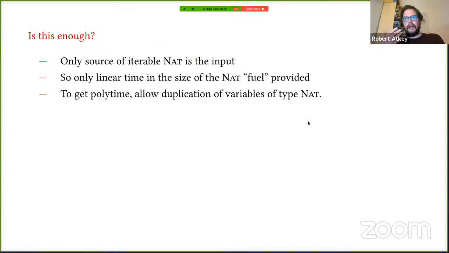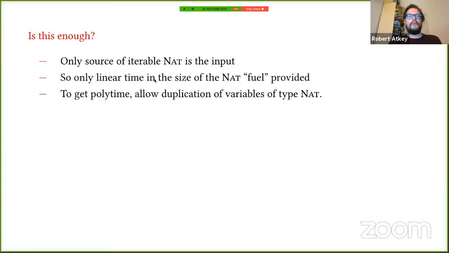I'll sketch the core of the proof later on that this is actually sound. But to get an idea of why it's sound, the only source of iterable natural numbers is the input. So we can't construct them internally in the program. So if we only allowed this, we would only get linear time in the size of the natural number fuel provided. Because we run through it once, we're linear, so we can't duplicate this natural number. So then we end up just iterating through the size of the input once.